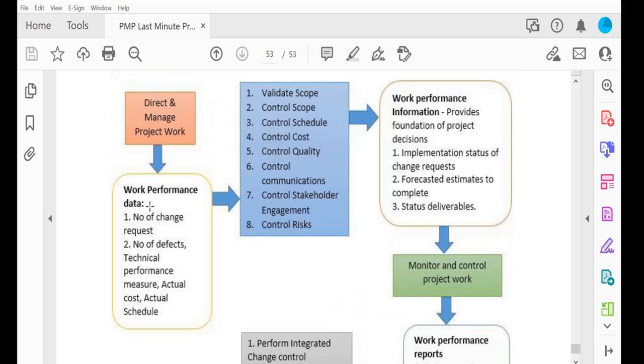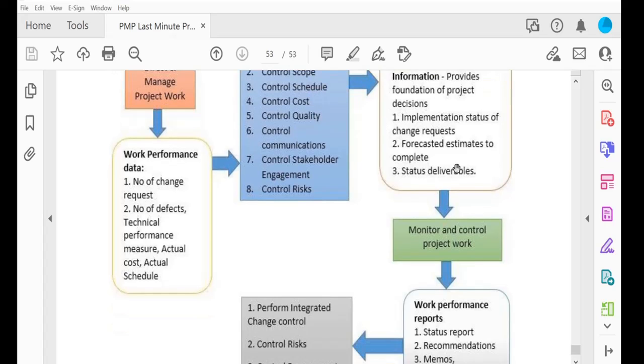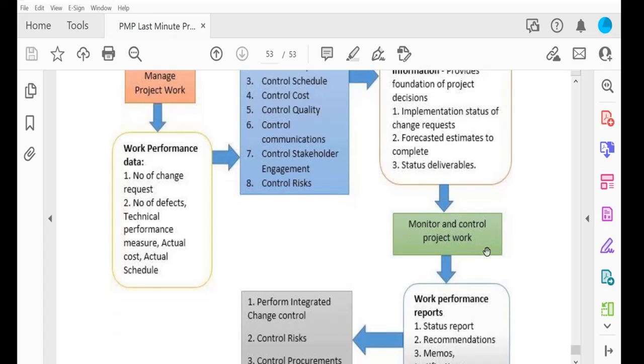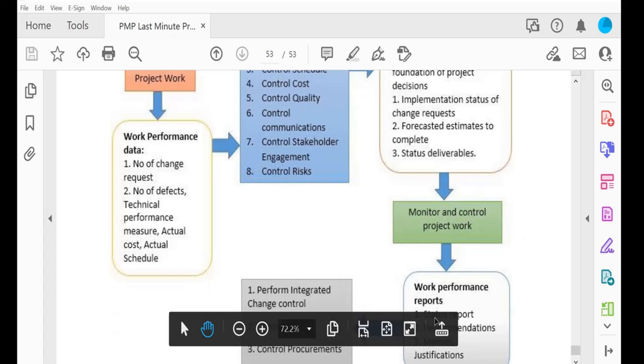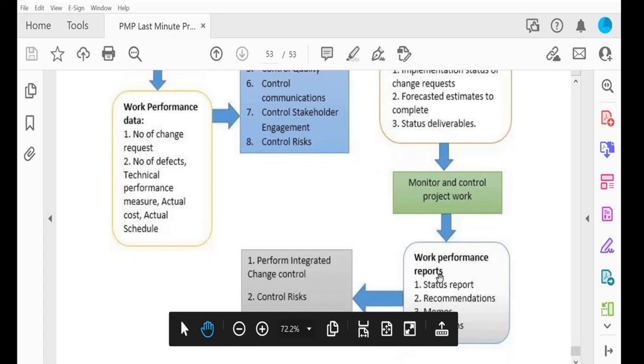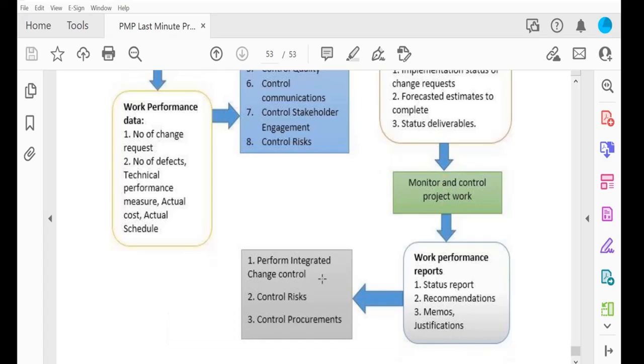So work performance data is generated from the direct and manage project work phase. Then information is generated in validate scope, control scope, like this, and this information goes to monitor and control project work. They produce a report, and this report goes to perform integrated change control, and also to conduct communication, and through the process they distribute this report to the stakeholders. Got it.